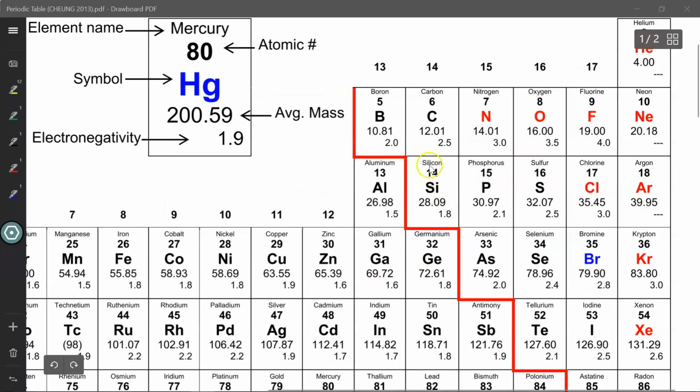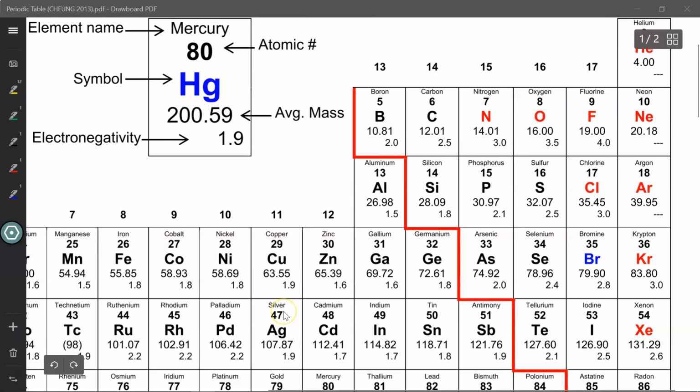Every element has its own unique symbol made up of one or two letters. Now, most of the time these symbols will match up with their English names, so O for oxygen, N for nitrogen. But some elements do not have symbols that match up with their English names. So for instance, Fe is iron.